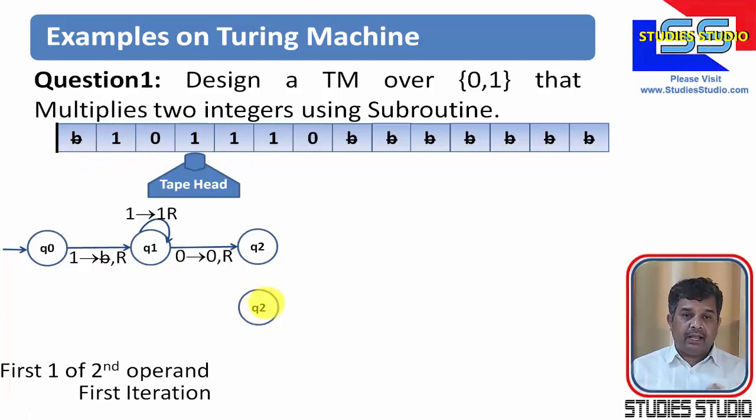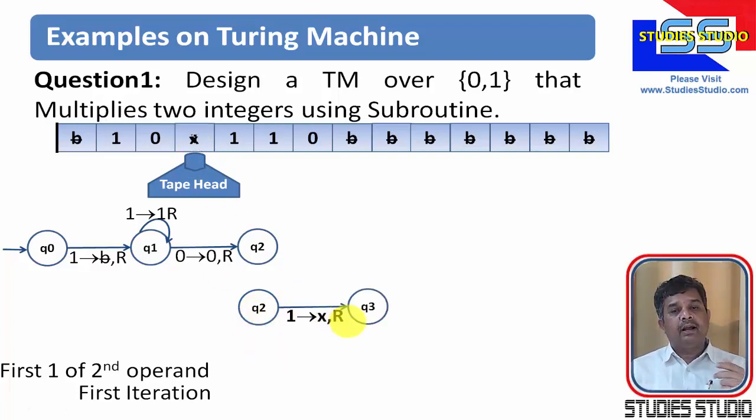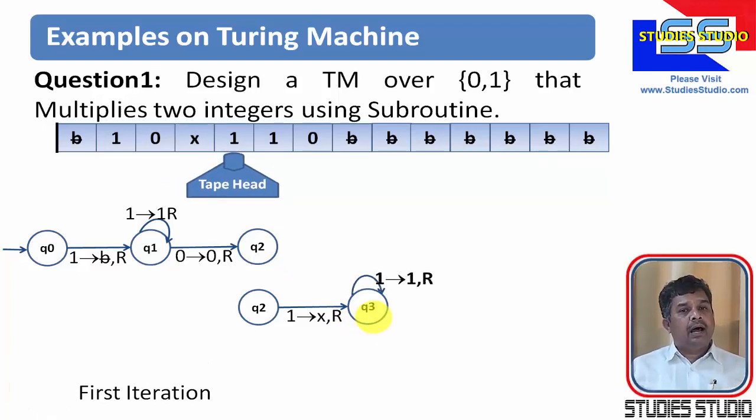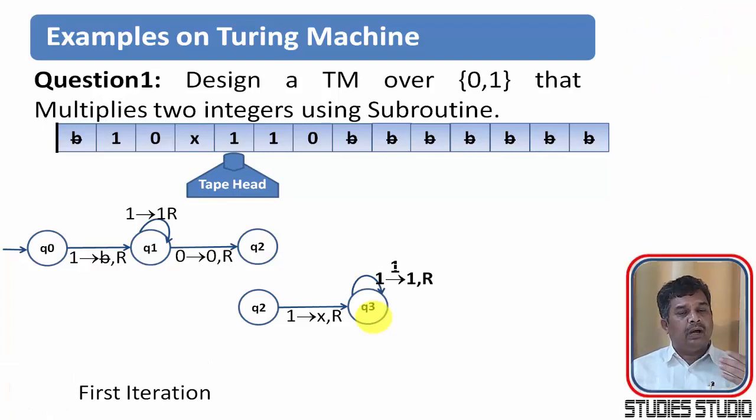I am at state Q2 and my input symbol is 1. Whenever I get a 1, I'll write X onto the tape and move right, coming to the state that is Q3. Now I'm getting 1. I'm at state Q3. I'll write 1 onto the tape and start moving right. So how long will I be moving right?